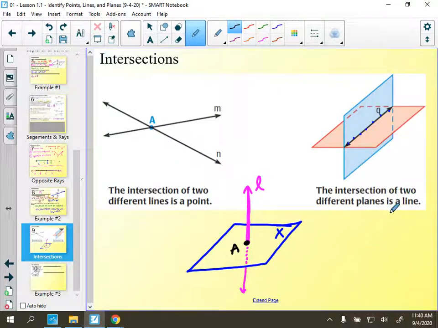line. Okay, so I really just need us to be able to distinguish if two lines or rays or segments are intersecting, we're going to intersect at a point. A plane and a line are going to intersect at a point as well, and two planes would intersect at what we would describe as a line.